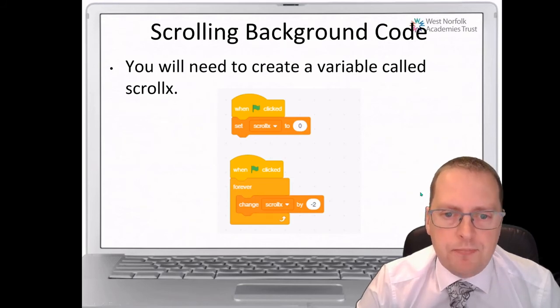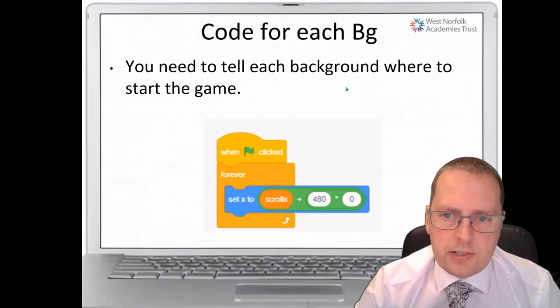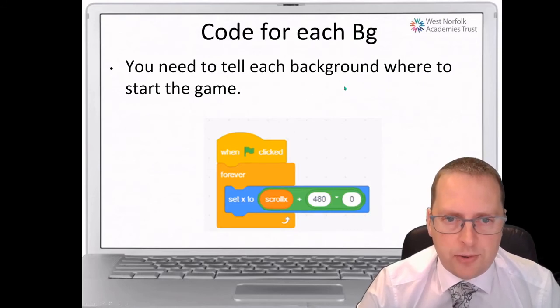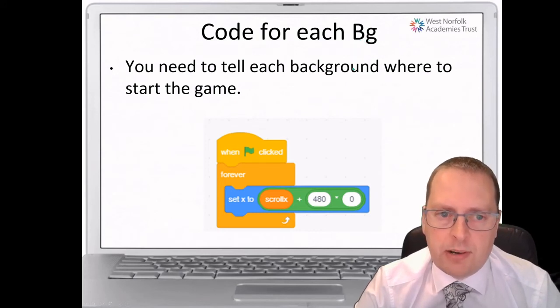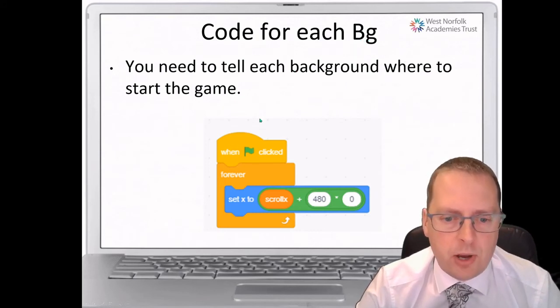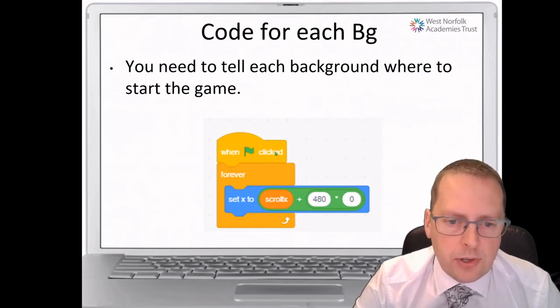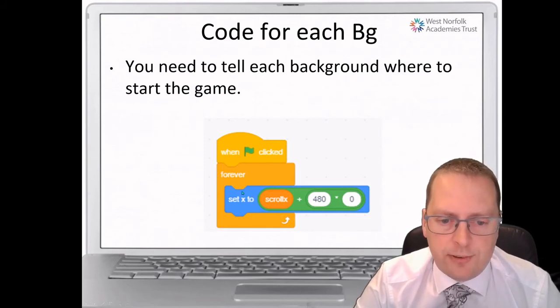The next stage then is to look at each bit of code for our background. So we need to do this on every single bit of code, starting with background 0. We need to do the same for background 1, background 2, and for every bit of code you've got. And again, at the start of the game, when it's clicked, we've got forever. We're setting X to whatever the Scollx plus 480 times by 0.